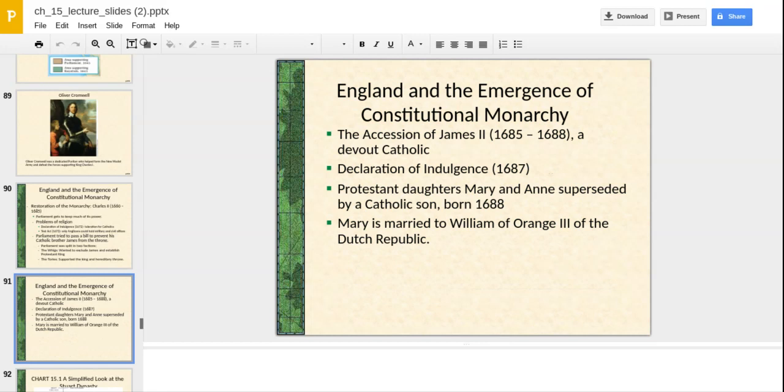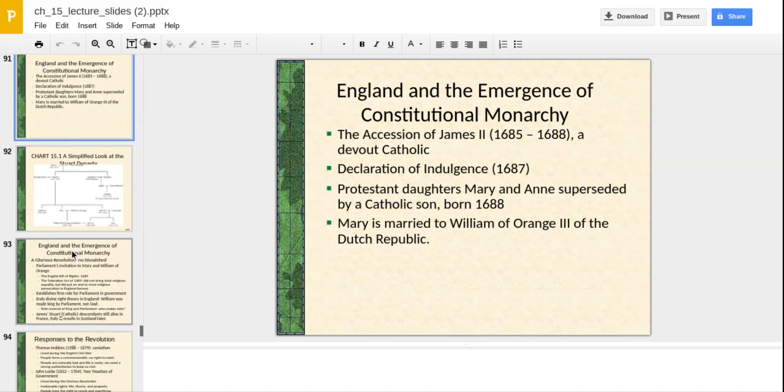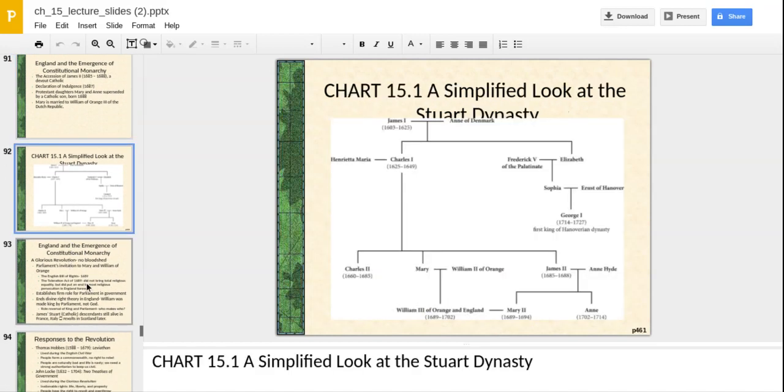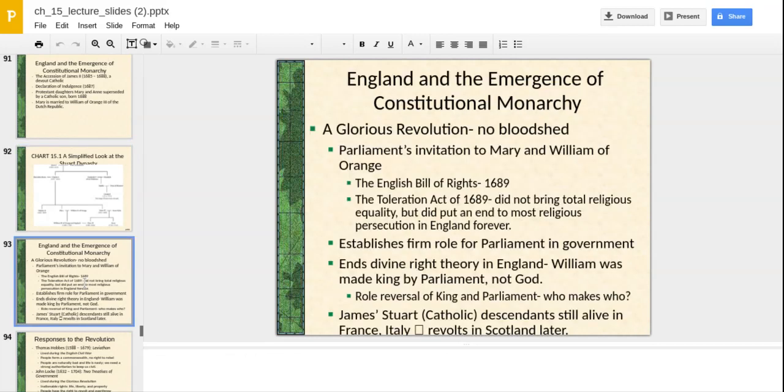Now Mary goes off, and she's married to William of Orange of the Dutch Republic. So she has a powerful husband, and we're going to end up getting them on the throne, and James II is going to be sent packing. So we get something called the Glorious Revolution because there was no bloodshed this time. There was no repeat of the English Civil War. Parliament simply invites Mary and William of Orange to come take the throne, and they come. And James gets out of there before anything worse can happen to him. You get an English Bill of Rights in 1689.